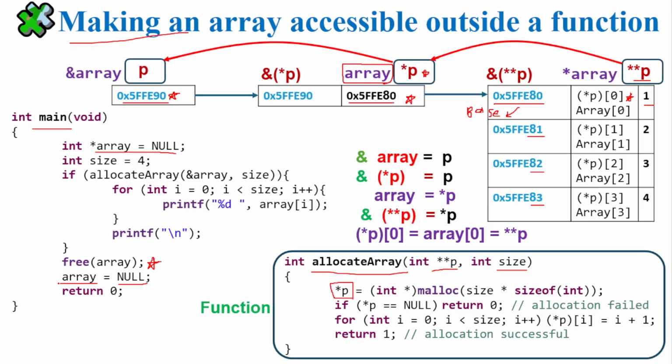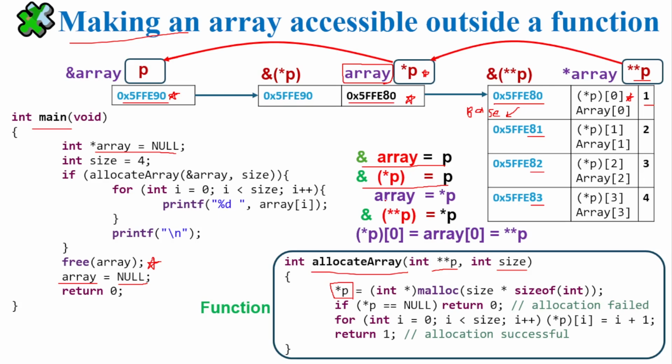In this expression, we are describing the relationship between a double pointer, a single pointer, and the data stored in memory. The expression &array == p means that the address of the pointer variable array is the same value stored in p. For the same reason, &*p == p is also true, because *p and array refer to the same pointer object.